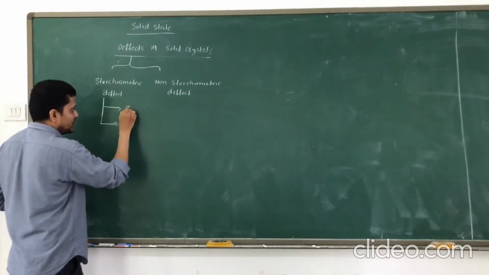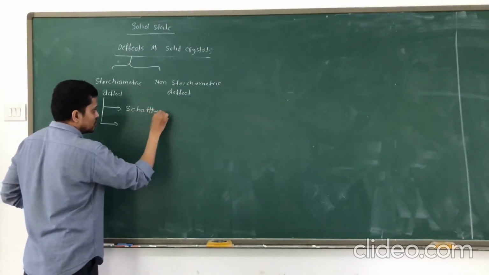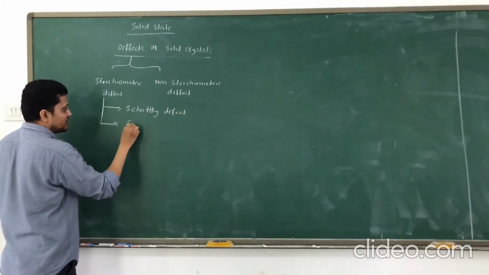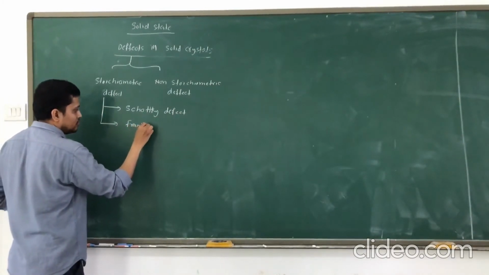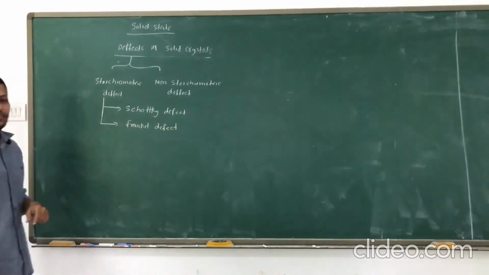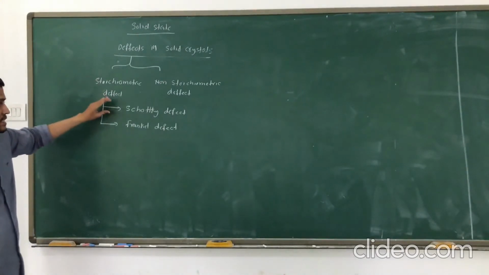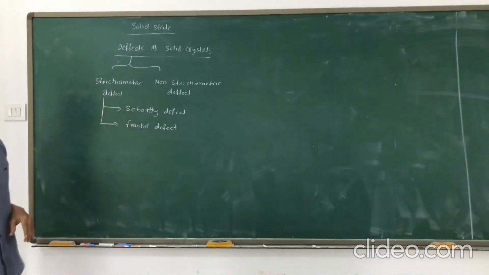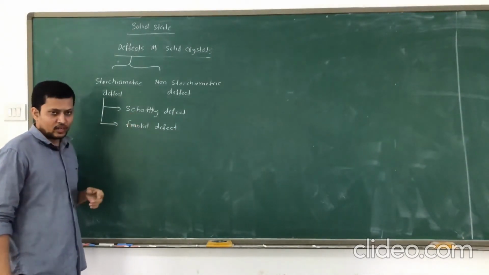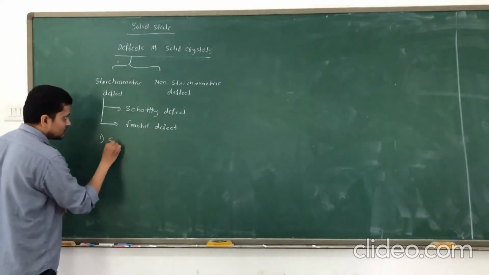One is Schottky defect. Another one is Frenkel defect. Okay, Schottky defect, Frenkel defect. We have two broad classes of stoichiometric defect. One is Schottky defect and another one is Frenkel defect. So first we are going to learn about the Schottky defect and Frenkel defect today. Okay, so first the Schottky defect we will see.